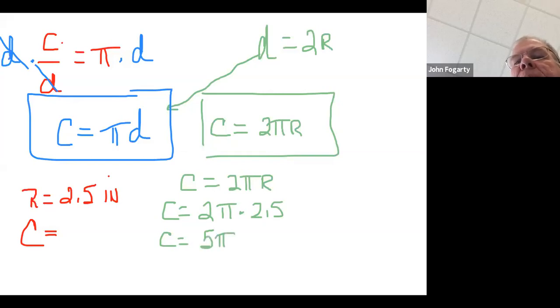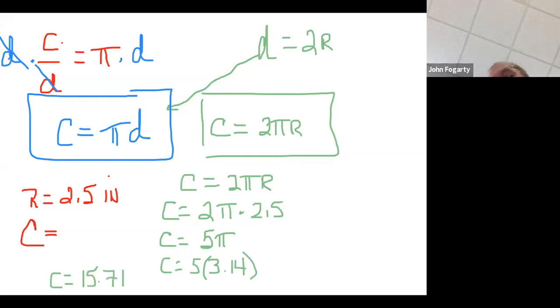But I'm going to change pi to 3.14. And what do you get for your circumference? You guys don't have your calculators with you? You get about 15.71. Does that make sense to you guys?